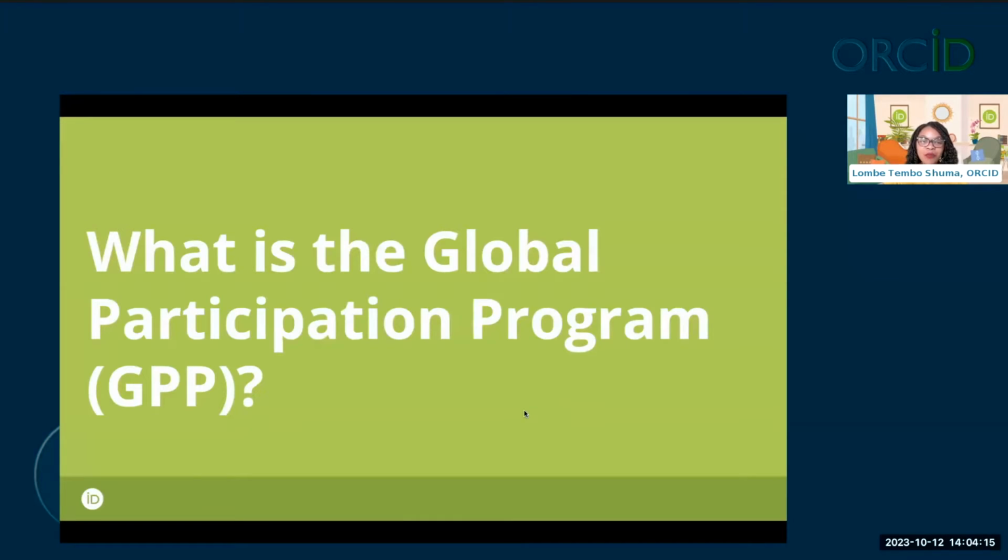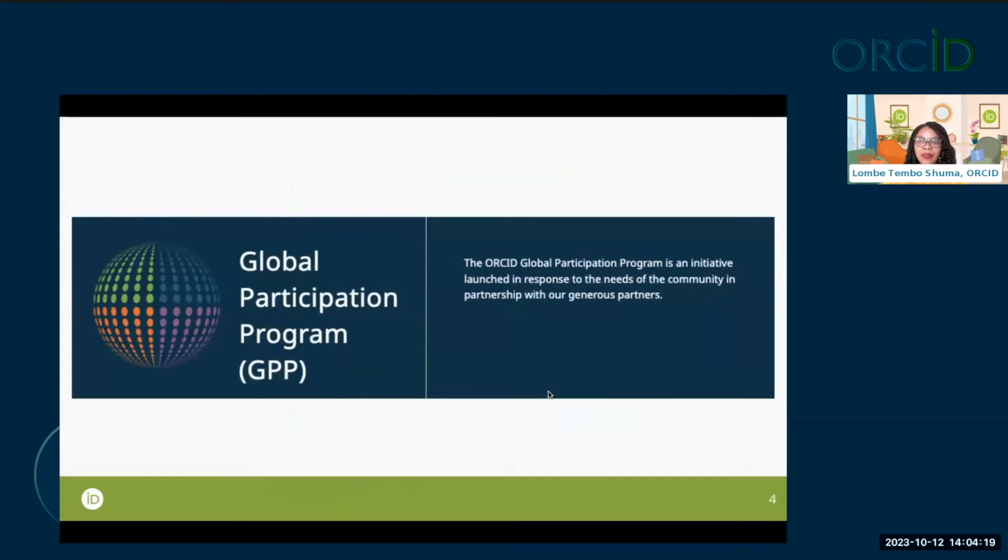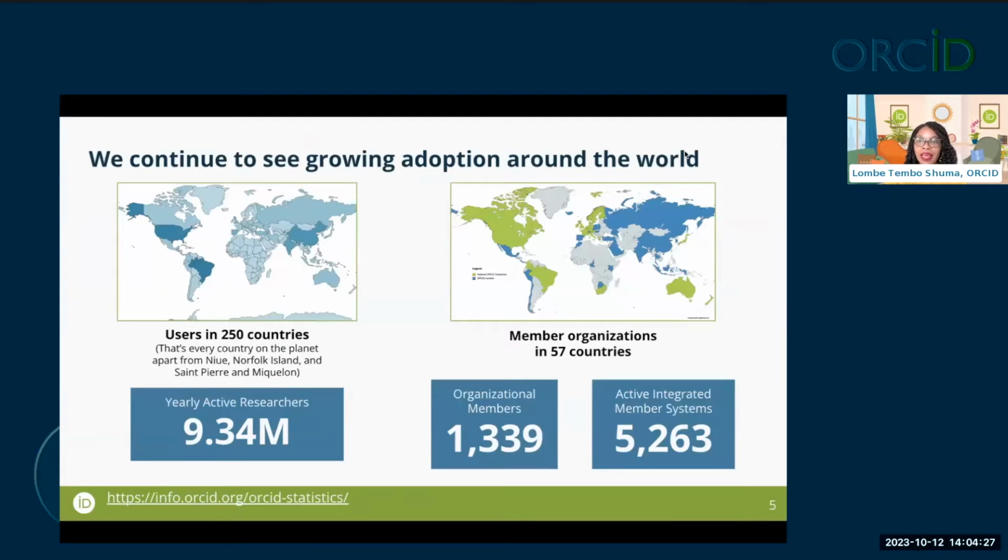So what is the Global Participation Program? Basically, this is a program and an initiative that was launched in response to the needs of the community in partnership with our generous partners. And what we do know is that we continue to see growing adoption around the world with users in 250 countries. So in terms of individual users of ORCID, we were quite covered, but in terms of member organizations, we have these in 57 countries.